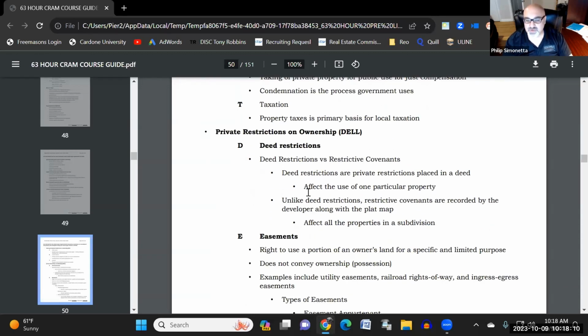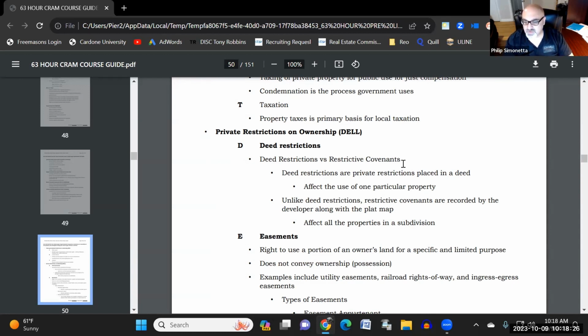Now, private restrictions on ownership. The acronym is DEL. D is for deed restrictions. So you have deed restrictions versus restrictive covenants. They're two different things, okay?